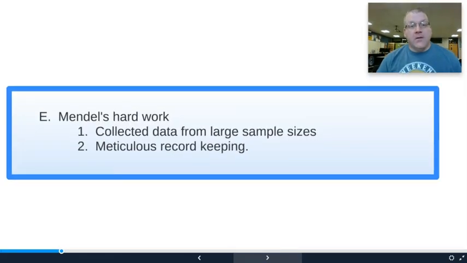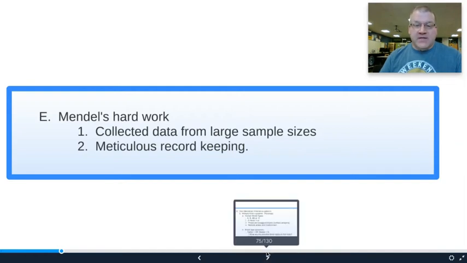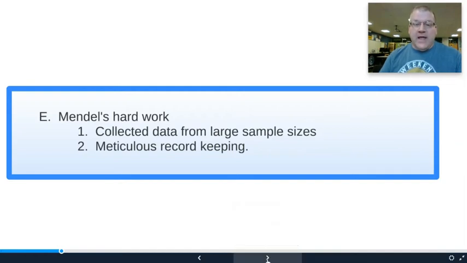Now, Mendel had some good fortune, certainly. The fact that all 7 of these things were simply dominant. The fact that he inherited true breeding lines. But where Mendel came into his own was the fact that he collected large samples. He had meticulous record keeping. He had some hard work to go along with his good fortune.